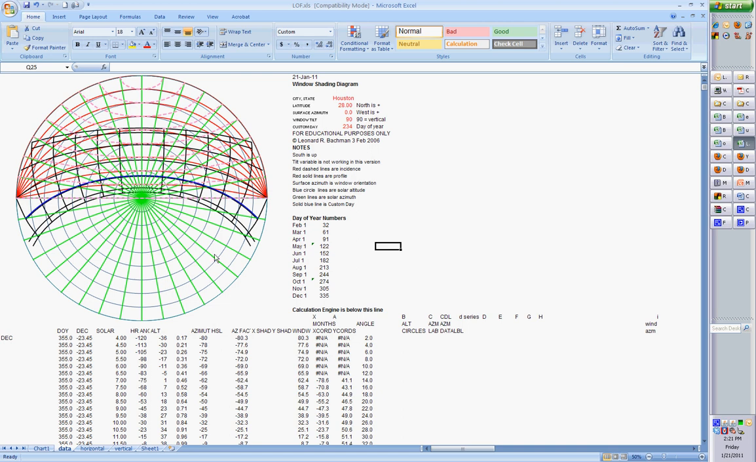This tutorial basically introduces you to the use of the sun angle calculator. The way this is set up, all of the inputs are right here in red. In fact, we're not even going to use window tilt because that's not working too well on this software yet. However, we can input the city of interest, or the location, and its latitude.